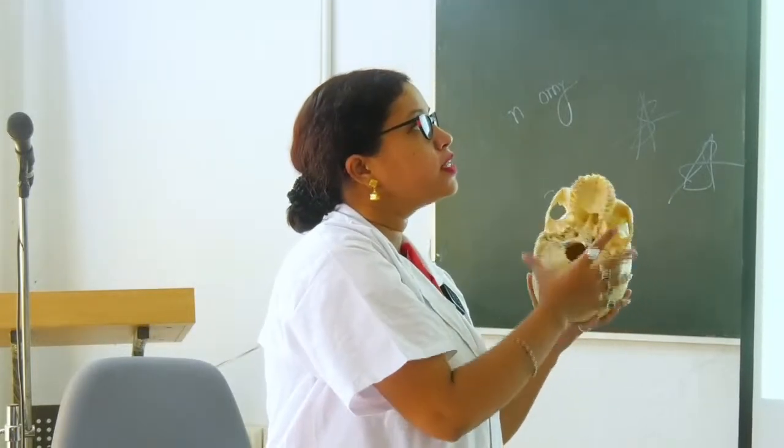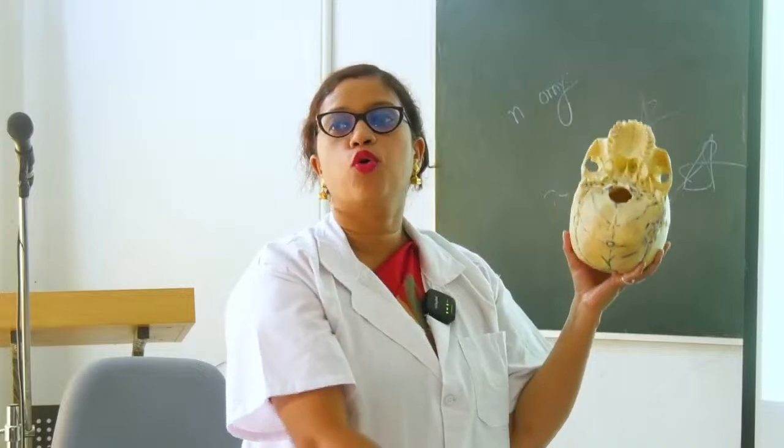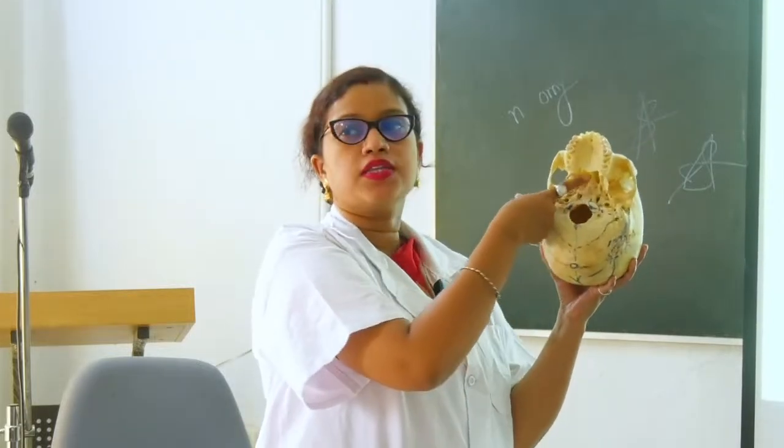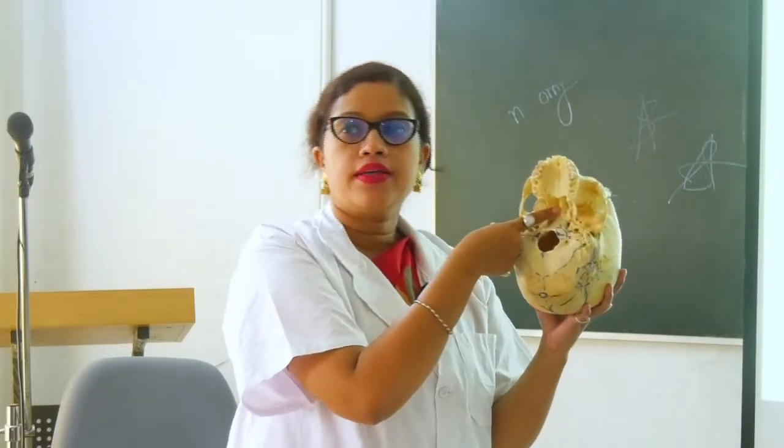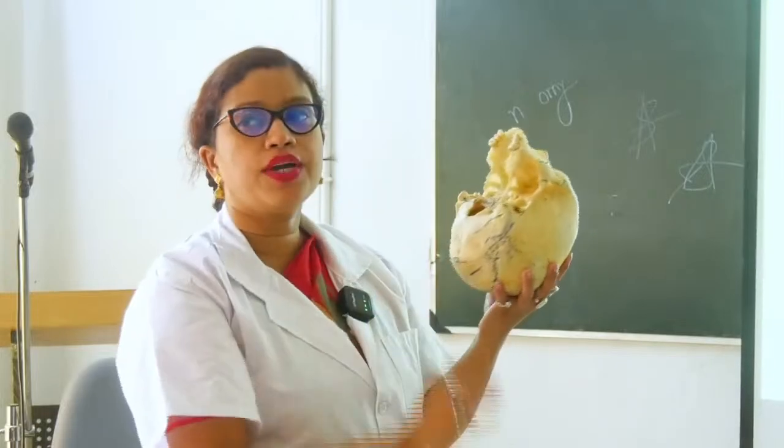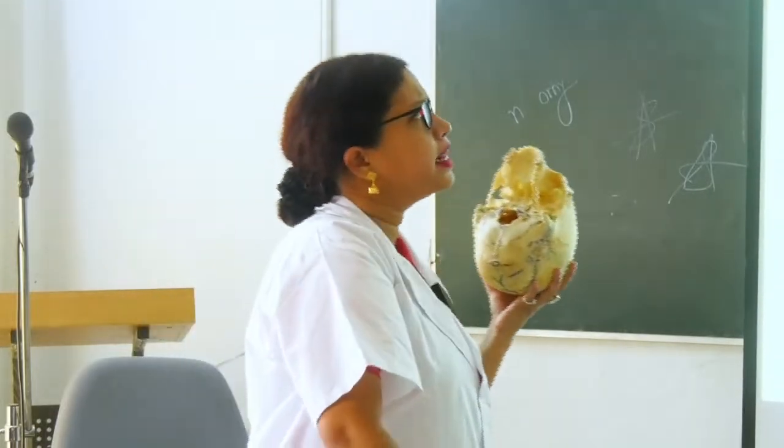Then next one is the vomer. So see, yesterday I was saying vomer. So which one is the vomer? This one. This is the only unpaired nasal bone. Okay, so it will articulate with, see, with whom is it articulating?